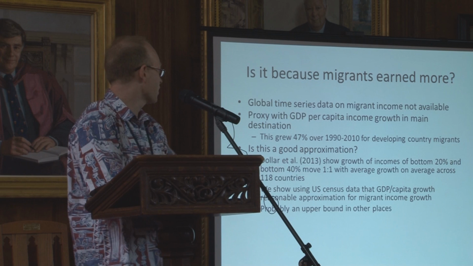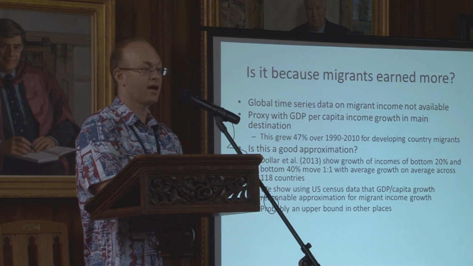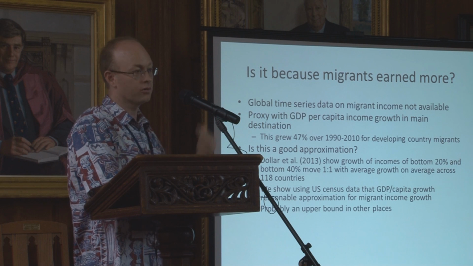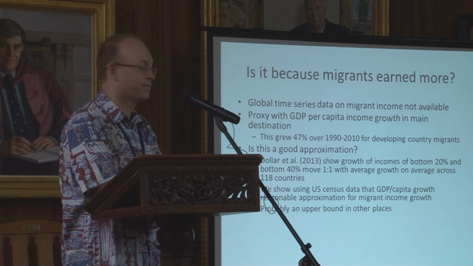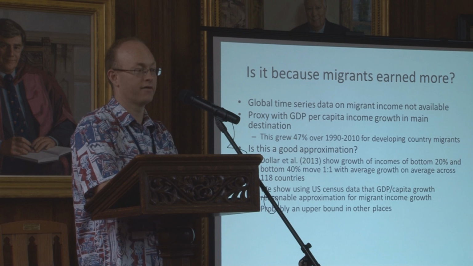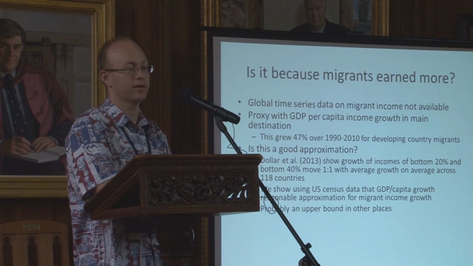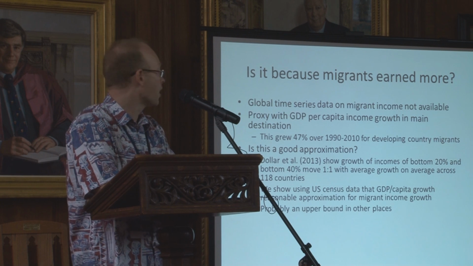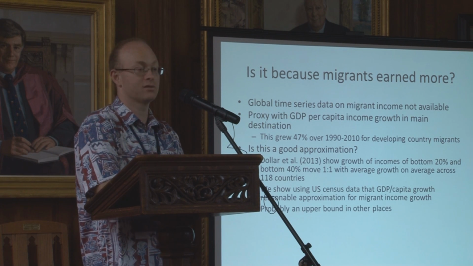So there's nice new work by Art Kraay and David Dollar, which looks at how growth of the bottom 20% and the bottom 40% of the income distribution in different countries around the world varies with income growth on average. And what they see is there's a one-to-one movement.